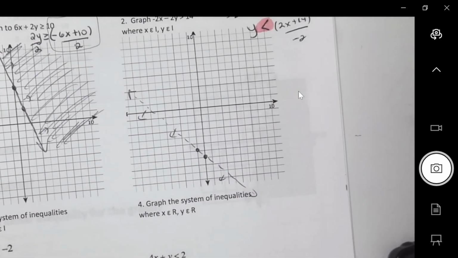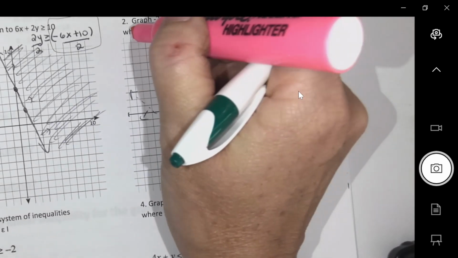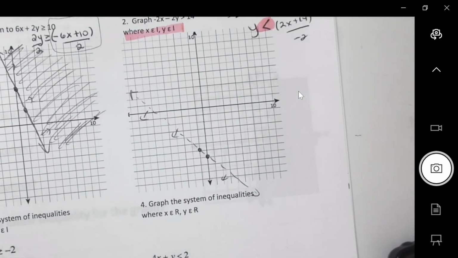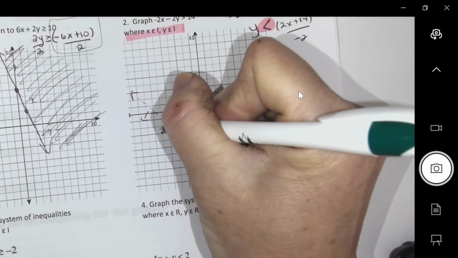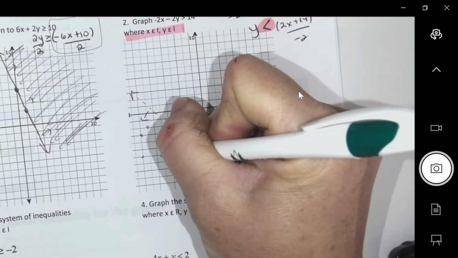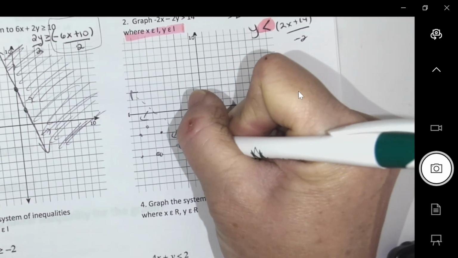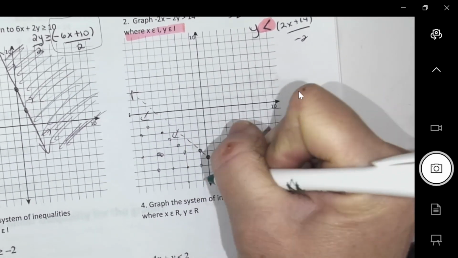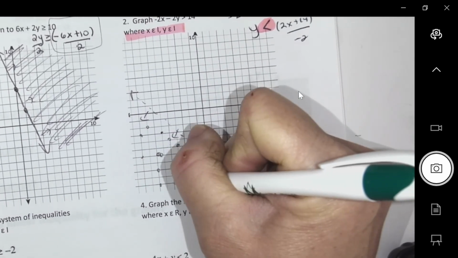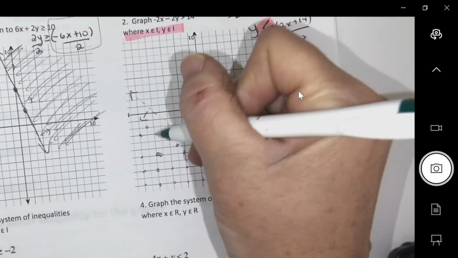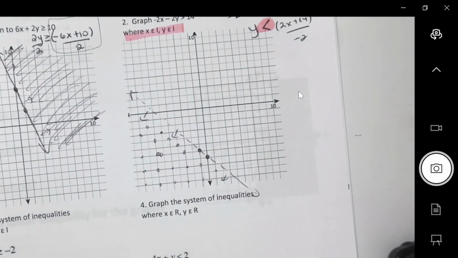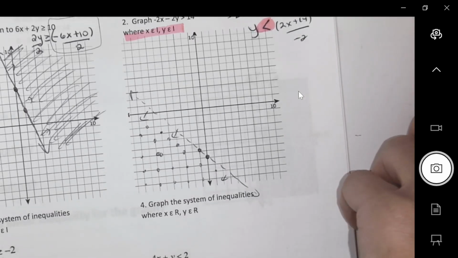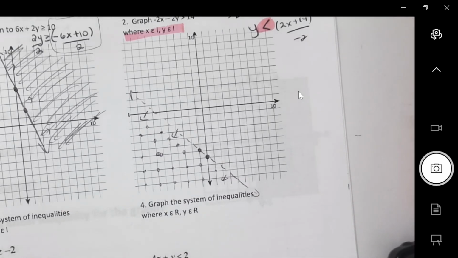And this time, something different. It says that x and y can only be integers. So if I can only be integers, I'm just going to show you that by drawing a little bit of stippling. Okay, that's enough to show you that I'm only picking the integer numbers in that zone. Obviously, it would take me forever if I wanted to draw every single one.